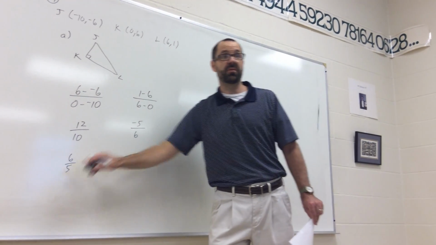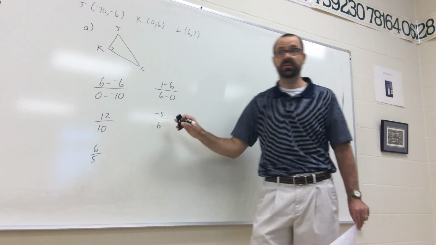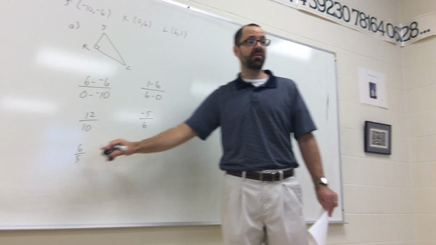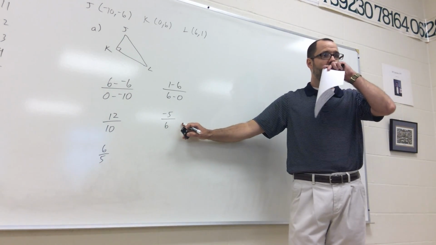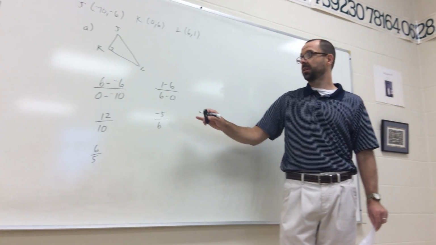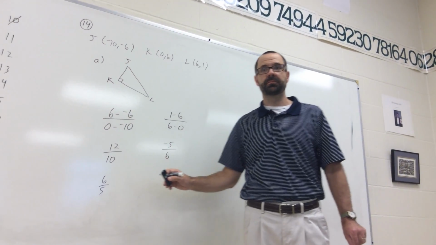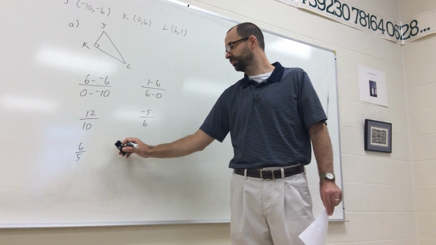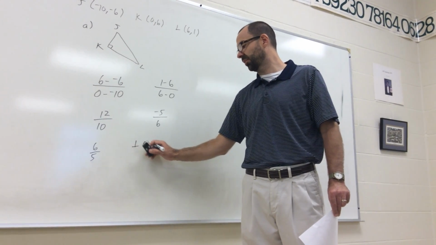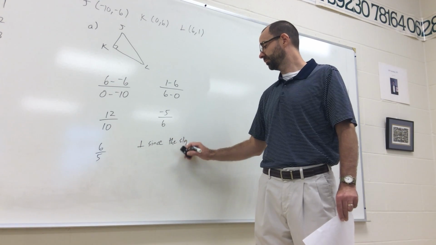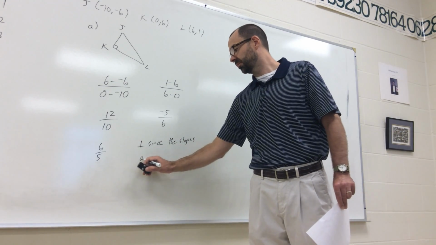And these are opposite from each other, right? Because this one's positive and that one's negative. And they're also reciprocals because this one is 6 over 5 and this one is 5 over 6. So that means that we know for sure now that that's going to be a right angle. It's perpendicular. So perpendicular since the slopes are opposite reciprocal.